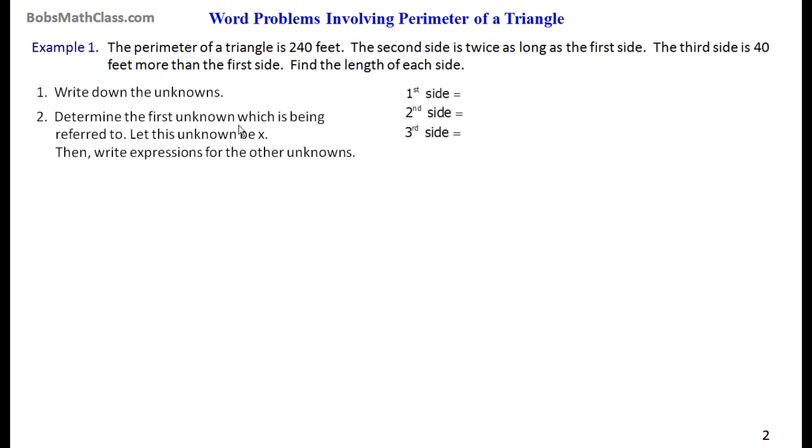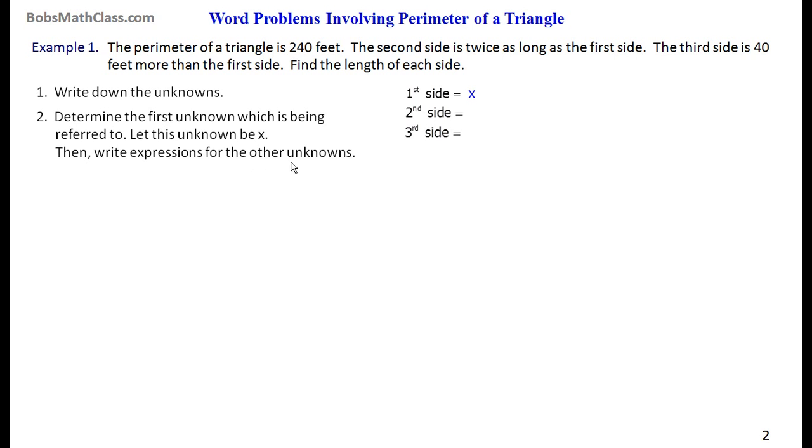Determine the first unknown which is being referred to. Let this unknown be x. In the first sentence, we're not talking about any of the unknowns. Here in the second sentence, the second side is twice as long as the first side. Which unknown is being referred to? Right, the first side. It always comes second in the sentence. So the first side is going to be x.